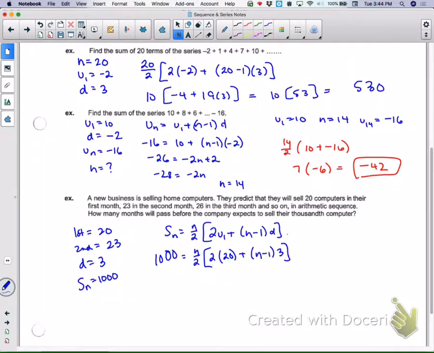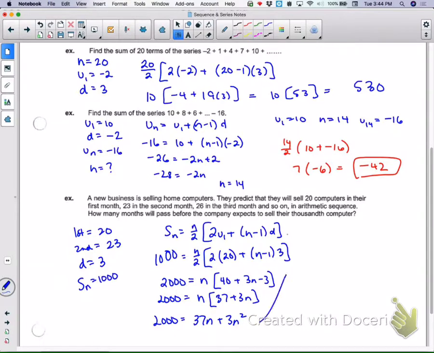All right, I'm going to multiply both sides by 2 to get rid of that fraction. So 2,000 is equal to n times (40 plus 3n minus 3). So that's going to be 2,000 is equal to n times (37 plus 3n). 2,000 is equal to 37n plus 3n squared. So that's going to be 3n squared plus 37n minus 2,000 is equal to 0. Now, I need to solve that. So we're going to use the calculator.